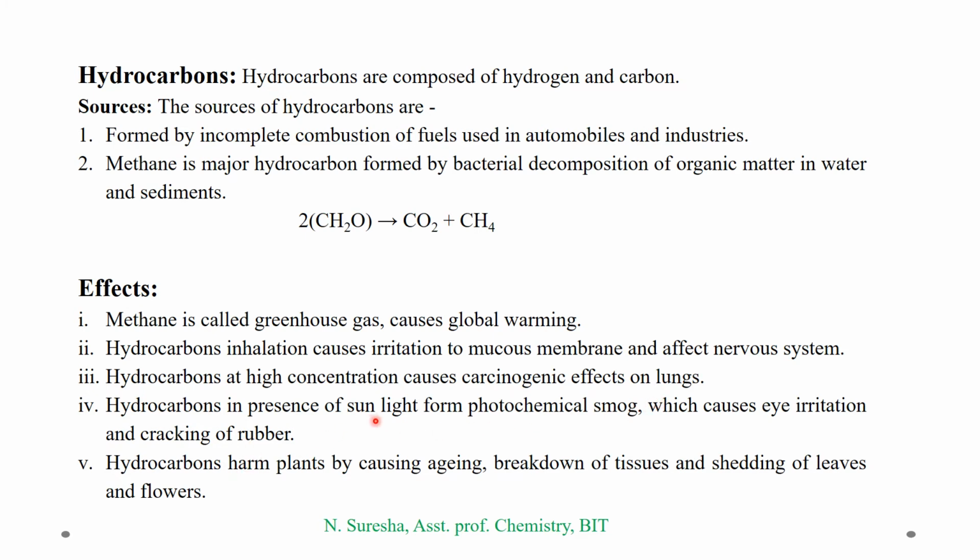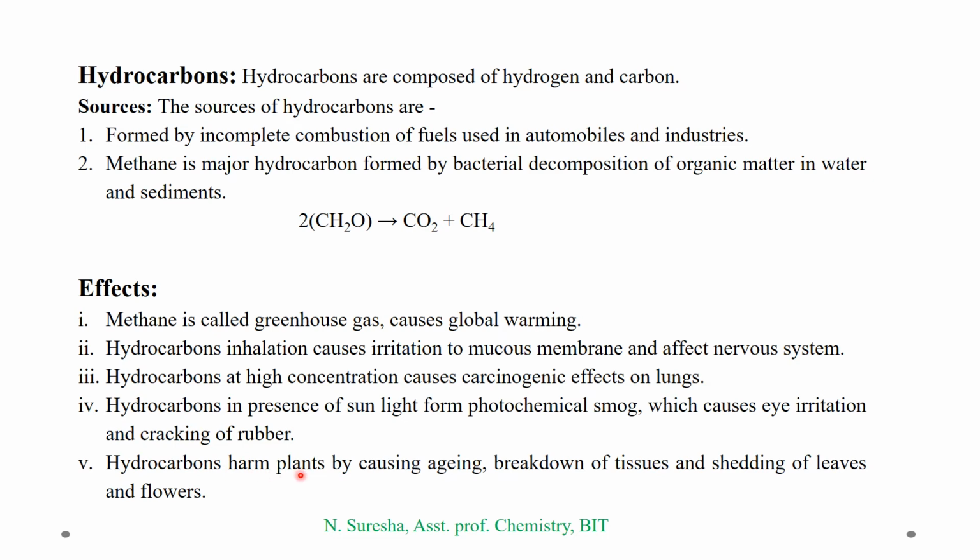Hydrocarbons in presence of sunlight form photochemical smog which causes eye irritation and cracking of rubber. So already we discussed this, photochemical smog. High concentration of hydrocarbons in the presence of sunlight and oxygen and oxides of nitrogen will form photochemical smog. In the photochemical smog, PAN, a peroxynitrate compound, is the major compound. If this concentration is more in the atmosphere, then it causes high irritation, cracking of rubber, asthma, etc.